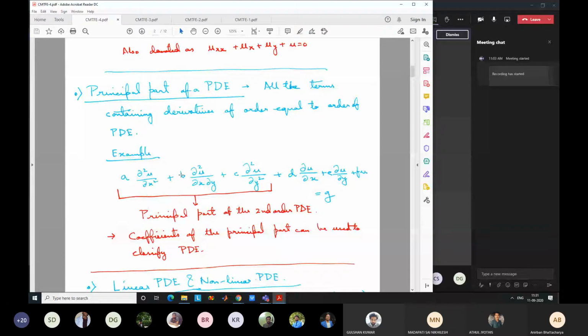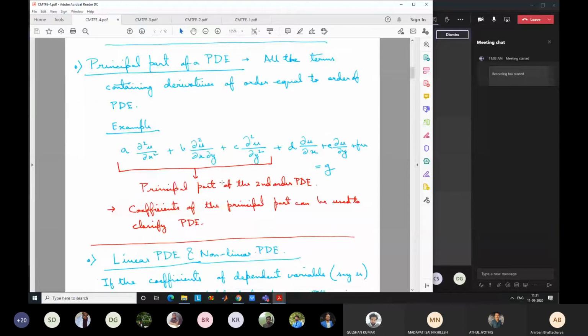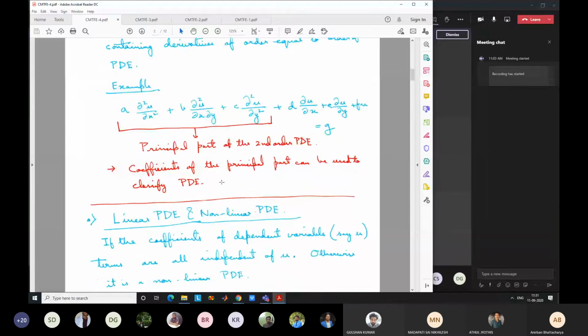Okay. So if we have a PDE of this generalized form, the first three coefficients A, B, and C are very important to classify the type of the PDE. We will see why this is the case, but let us for this moment just note that this is the case. That is why this principal part is very important.